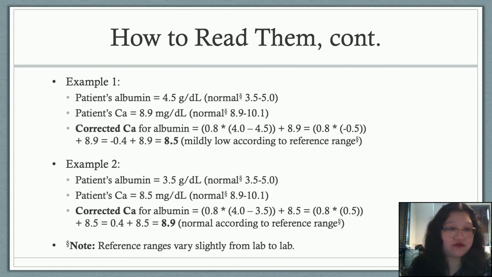And then if your albumin is 3.5, which is a little bit on the low side, then a calcium of 8.5 actually corrects up to 8.9. So actually, in actuality, your actual calcium level is in the normal range.